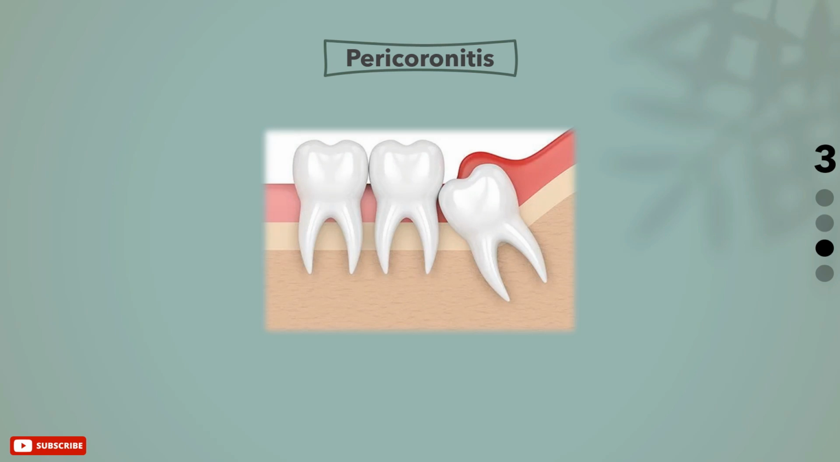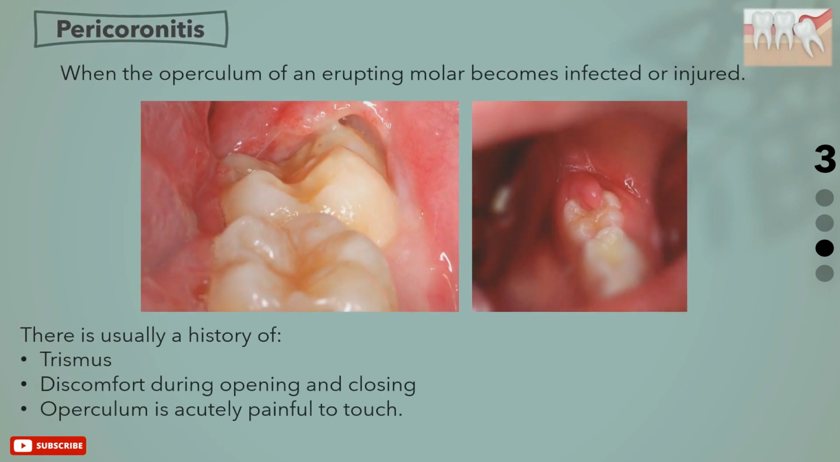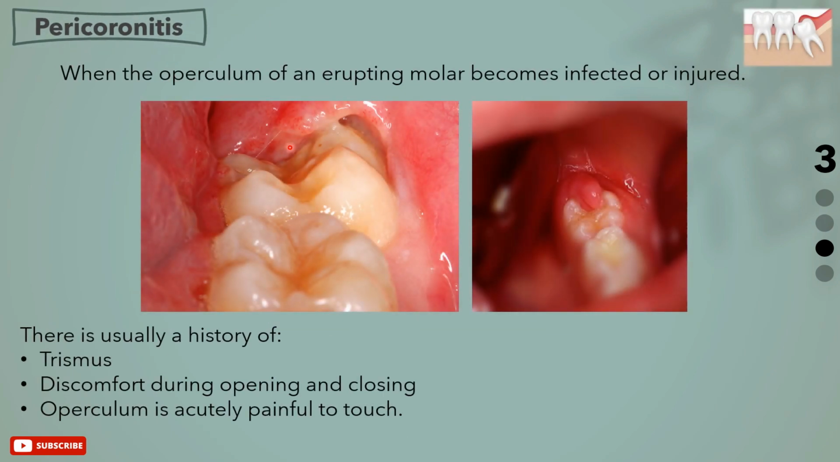Pericoronitis. It's a painful gingival condition that can be misdiagnosed as pulpal in origin. Pericoronitis exists when the operculum, which is the extended part of the gingival tissue on the occlusal surface of partially erupting molars, becomes infected or injured. The patient may experience trismus and discomfort during opening and closing, and the operculum itself is acutely painful to touch. Sometimes it can be a big problem when the patient bites with the opposing tooth on the operculum. The inflammation in that case becomes exacerbated.